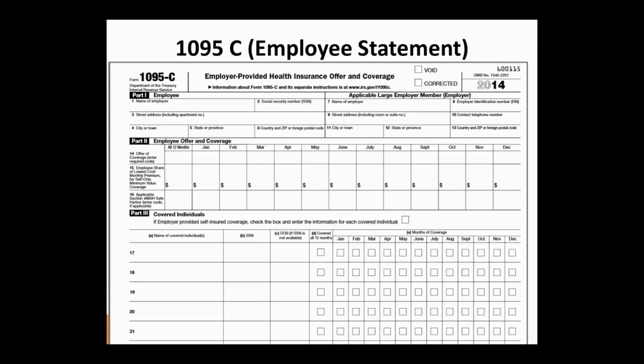If you see 1I, for those of you on the line that are between 50 to 99 and you qualify for transition relief, that's the code I was talking about that you would have to use on this form if you qualify for that. I'm going to take this off because I want to show you a little bit about line 15. Line 15 is actually the easiest part of Section 2, but I want to make a big point here. It's the employee share of lowest cost monthly premium for self-only minimum value coverage.